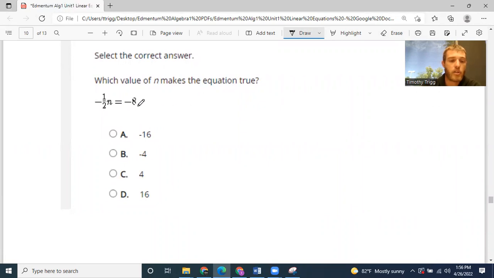Which value of n makes the equation true? Here, I would just see that it's negative 1/2 times n. Essentially, we could multiply both sides by negative 2. So I'm using the multiplication property of equality here. This cancels with the denominator. A negative times a negative makes a positive. So that's 1n, these cancel, right? Equals negative 8 times negative 2, a negative times a negative is positive. And with 1n, you could divide by 1, but that doesn't do anything. That just gives us that n is 16, right? So 1n is the same as just n.